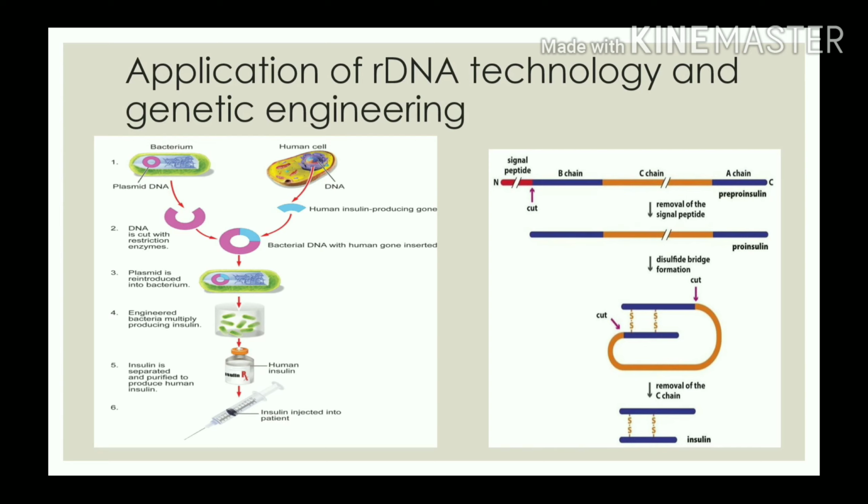So here we can see pre-proinsulin, which consists of A chain, B chain and C chain. Three chains are present. This is the C terminal end, this is the N terminal end. So removal of the signal peptide will get the proinsulin, and from this a disulfide bridge formation. Due to the disulfide bridge formation we will get this structure, and the removal of C chain will get the active insulin. So by removal of the C chain, finally we will get active insulin, which consists of two chains, A chain and B chain. A chain of 21 amino acids and B chain of 30 amino acids.